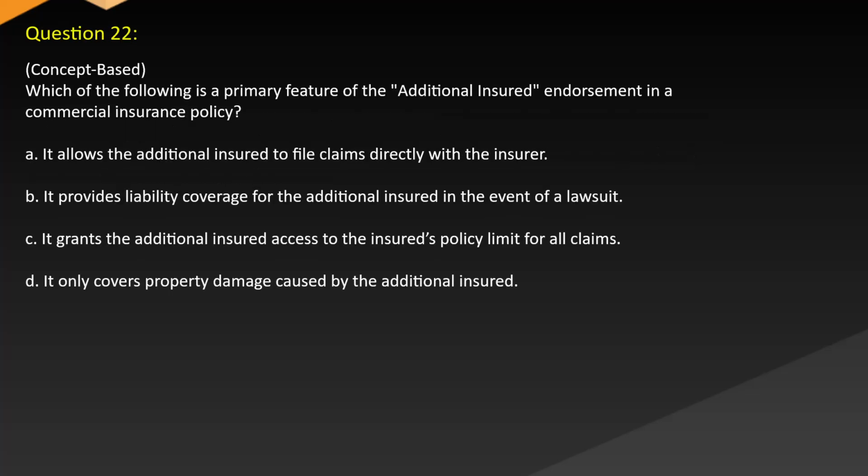Question 22. Concept-based. Which of the following is a primary feature of the additional insured endorsement in a commercial insurance policy? A. It allows the additional insured to file claims directly with the insurer. B. It provides liability coverage for the additional insured in the event of a lawsuit. C. It grants the additional insured access to the insured's policy limit for all claims. D. It only covers property damage caused by the additional insured.